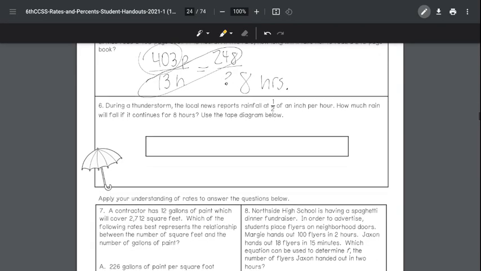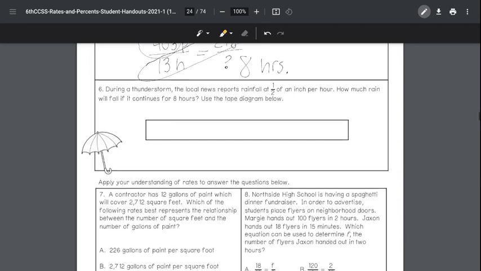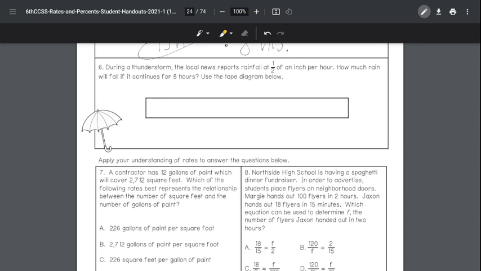All right, number 6. During a thunderstorm, the local news reports rainfall at 1/2 of an inch per hour. How much rain will fall if it continues for 8 hours? Use the tape diagram below. So a tape diagram is just like a tape measure. You measure how wide a window is, how tall the door is, okay? What kind of project do we need, okay? How big of a desk is going to fit in the office, all right?